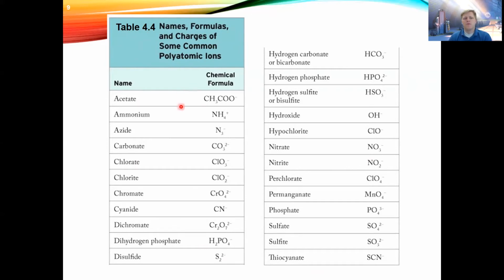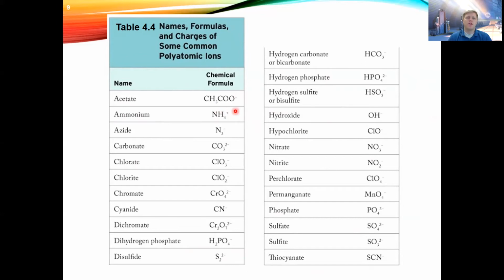In table 4.4, you'll notice the ions are in slightly different order. That's totally fine. It's still the same list of ions. But you're going to need to know the name, the formula, and the charge on each of these ions. Now, fortunately, the charge on most of them is 1 minus. So we've only got a couple of exceptions.